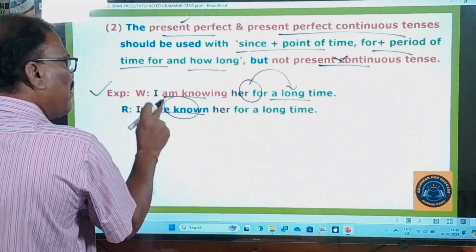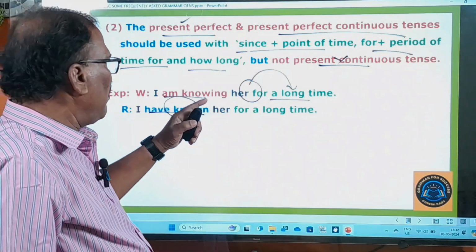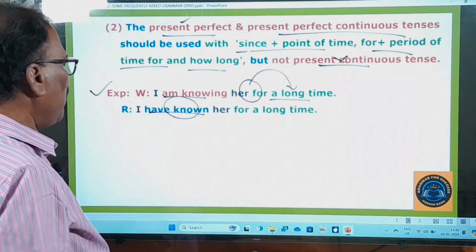This is going to be a very important sentence, because several times I have come across a sentence with this kind of verb in your examination, and therefore please pay very good attention to this.